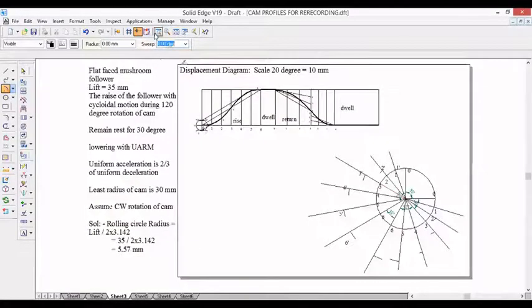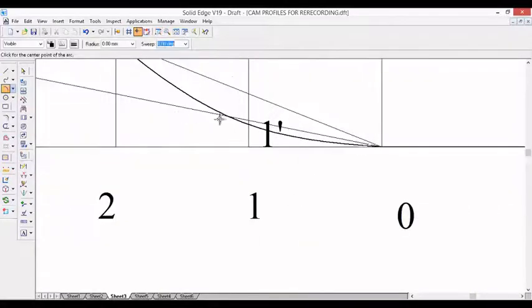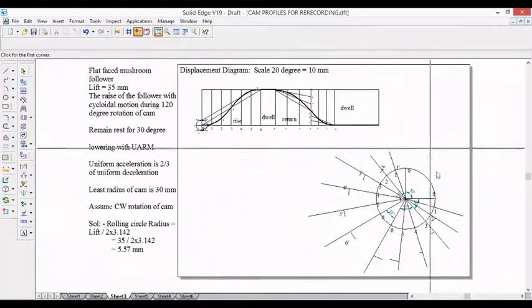And finally 1 to 1 dash. So this is 1 to 1 dash. This is supposed to be here. Distance from here to here is 1.5 mm. It's very close.